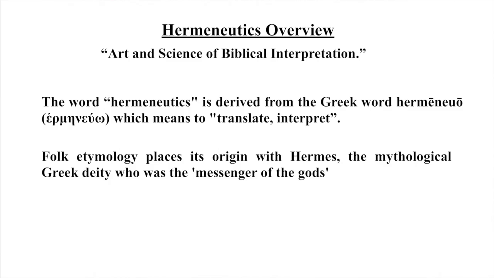Now, folk etymology places its origin with Hermes, the mythological Greek deity who was the messenger of the gods, but only an ignoramus would assert that hermeneutics has anything to do with Greek mythology. To assert that hermeneutics has anything to do with Hermes is to commit an etymological fallacy, which we'll actually talk about in the series on hermeneutics.